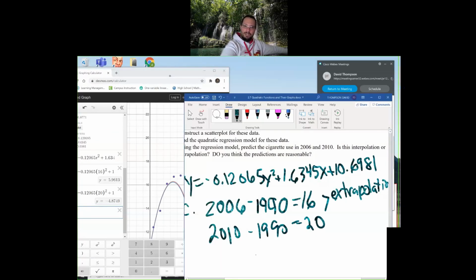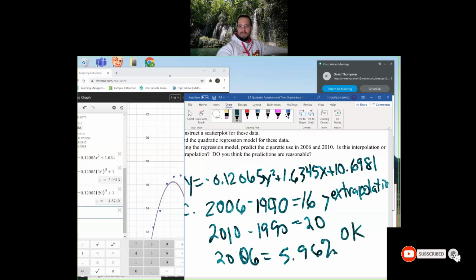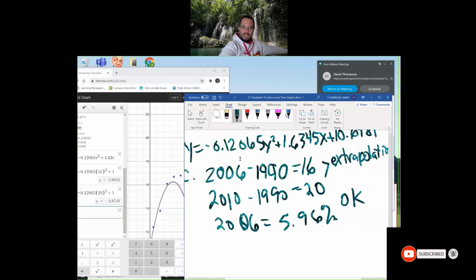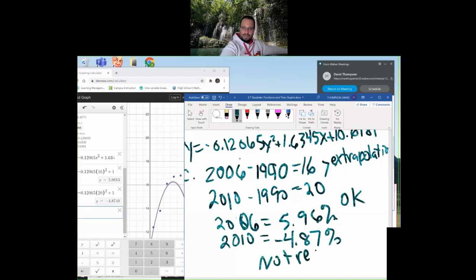So let's answer it. 2006, we end up with 5.96%, which is okay. But in 2010, we end up with negative 4.87%. So this one's not reasonable. Hopefully this helps you understand how to work with quadratics and with quadratic regression.